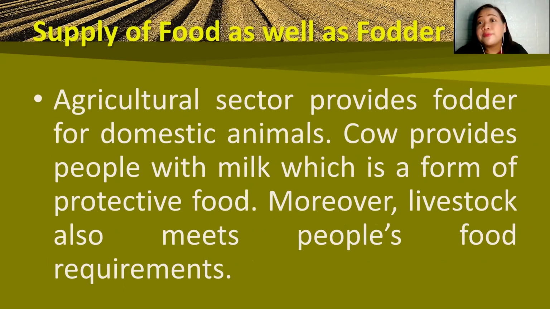For the supply of food as well as fodder, the agricultural sector provides fodder for domestic animals. Cows provide people with milk, which is a form of protective food. Moreover, livestock also meets people's food requirements.